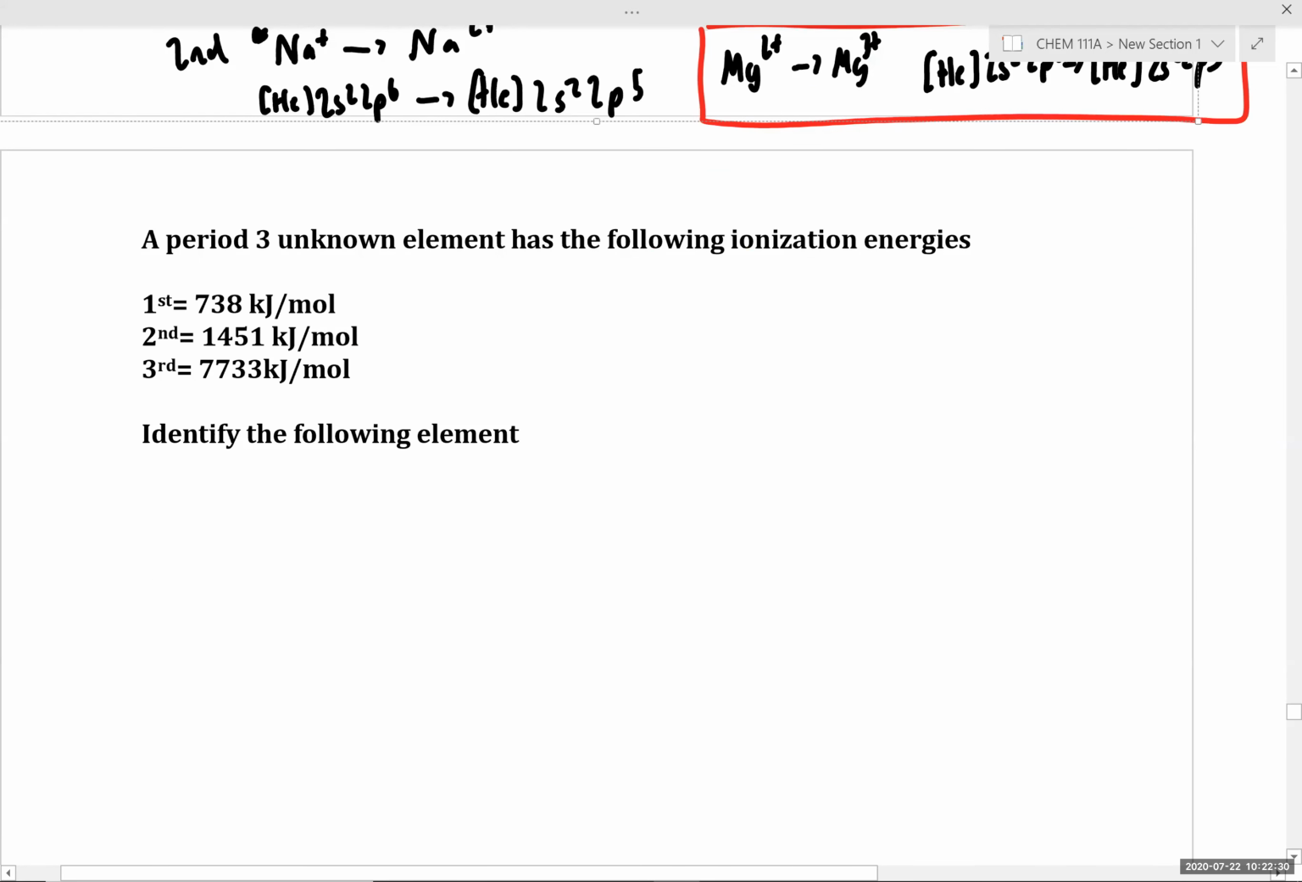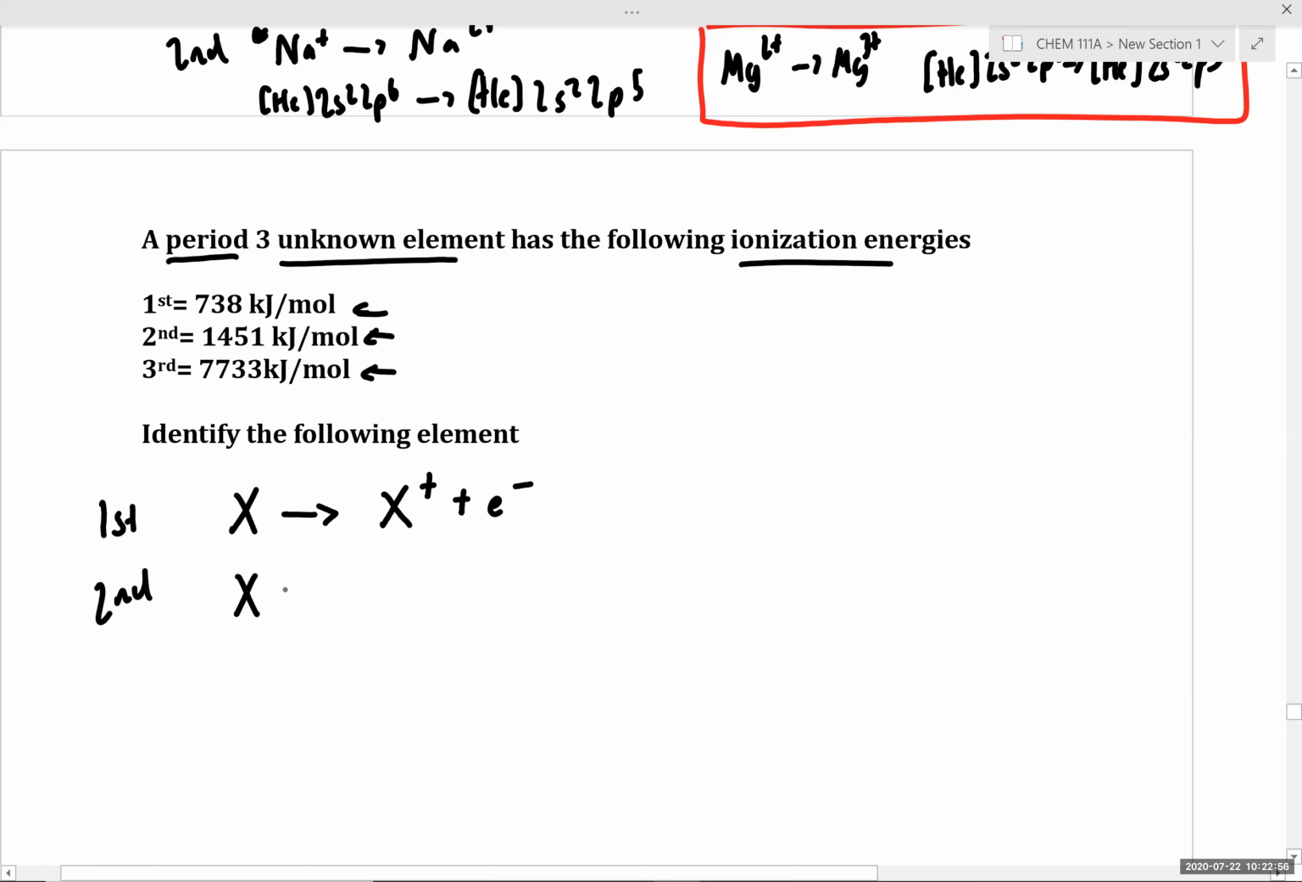So we're given this information. We have a period 3 unknown element that has the following ionization energies: first, second, third. I'm just going to write out the equations. For our first ionization energy, we're going from X to X plus and an electron. For second ionization energy, X plus to X2 plus and an electron. Finally, for the third ionization, we're going from X2 plus to X3 plus. And the third ionization energy is our largest.